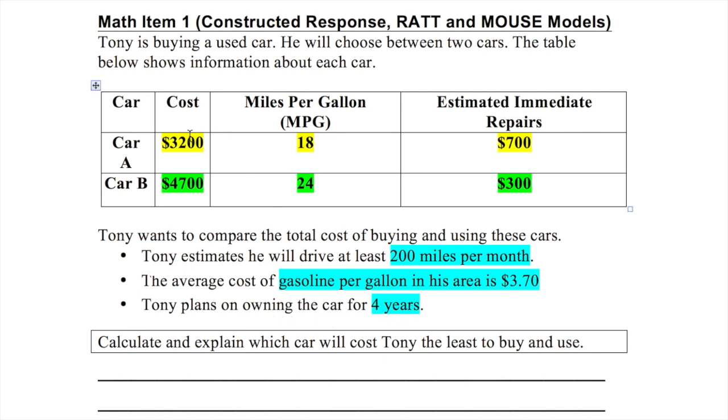So notice, we've highlighted all of the key numbers to remember, and I've drawn a box around the question because I'm on a computer and I can't do a circle. But you understand it, don't you? I think you do. What do we need to do? Calculate and explain which car will cost Tony the least amount of money to buy and use.